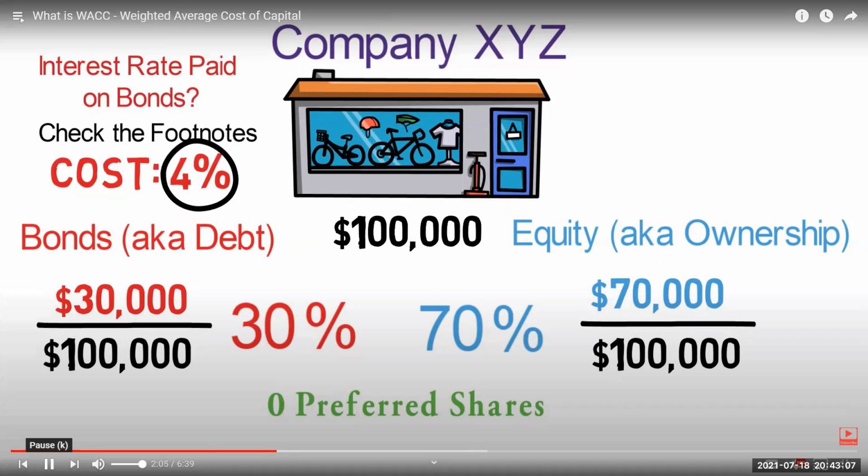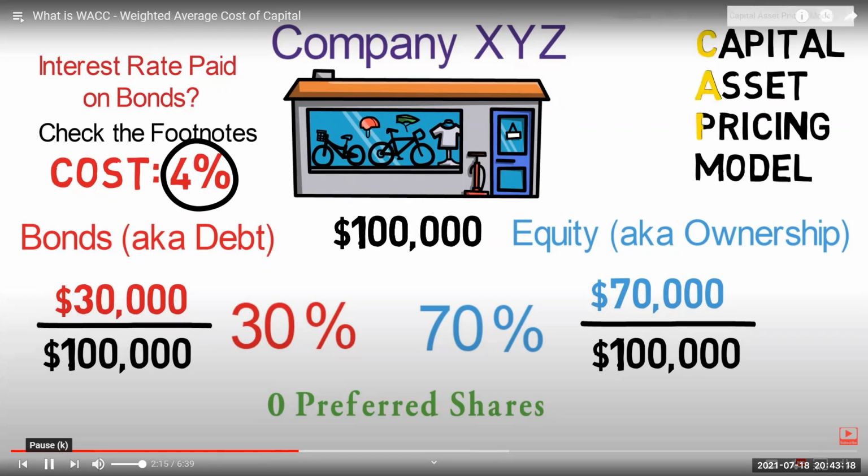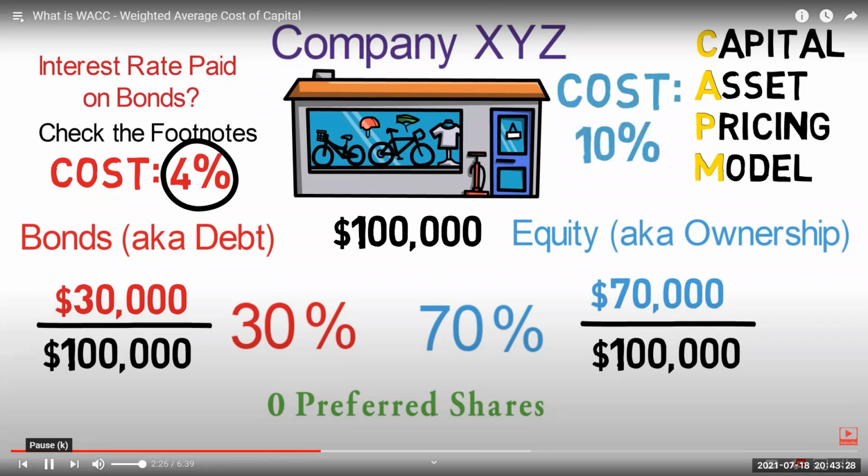Now jumping over to the cost of equity. Generally, you would have to use something like the capital asset pricing model to come up with the cost of equity. And that's a whole different calculation. We recently published a video on the capital asset pricing model, so if you're interested in seeing how to come up with it, you can jump over to that video. But for this example, let's just assume that the cost of equity is 10%.